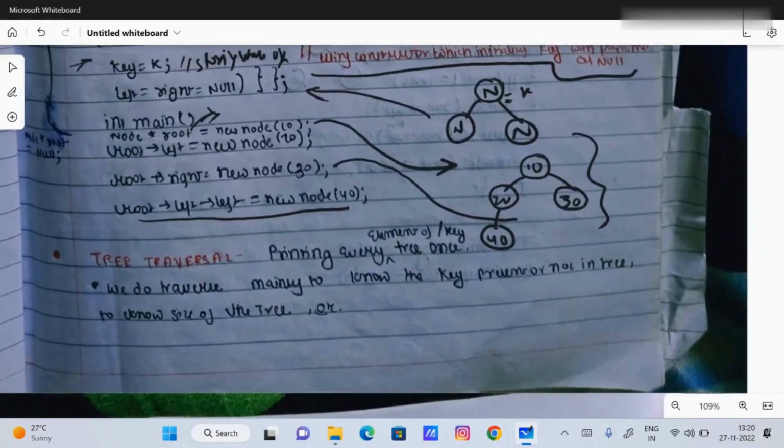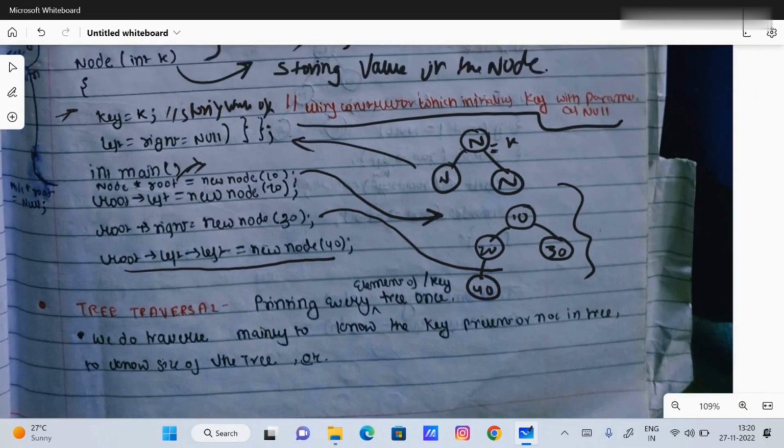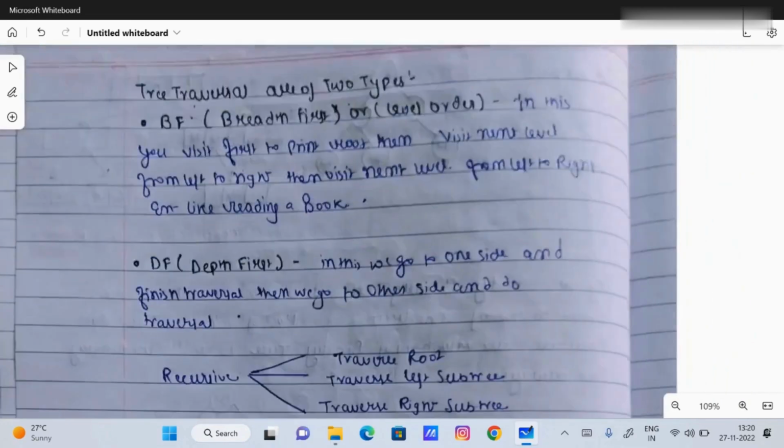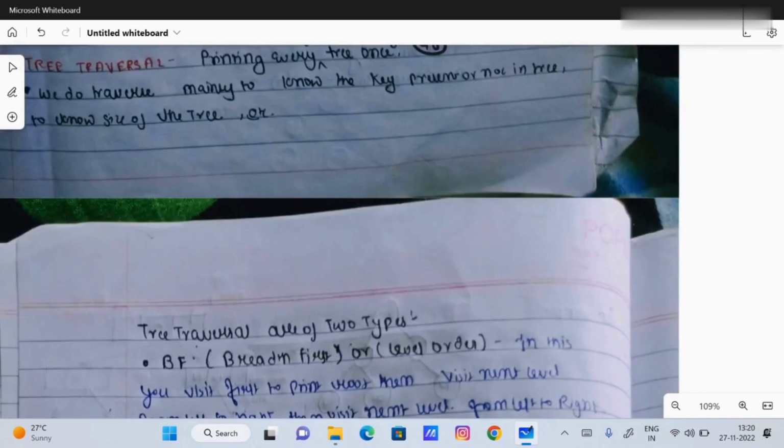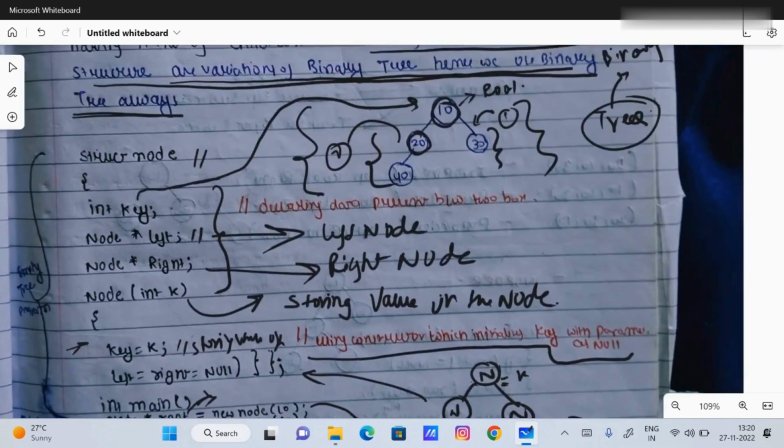From the next video, we will start the tree traversal, meaning in-order, pre-order or post-order. These are all the things we'll discuss later.